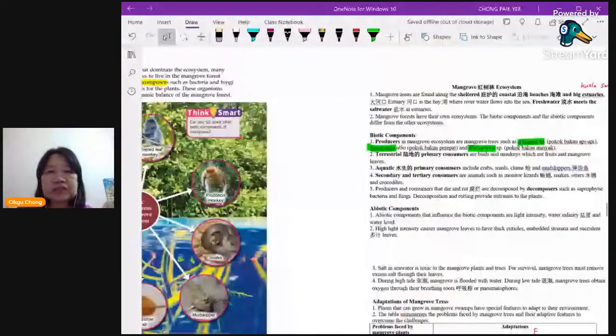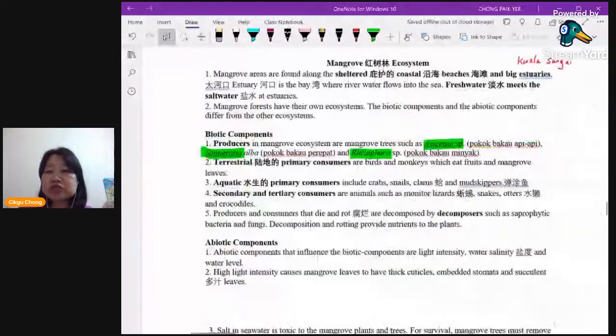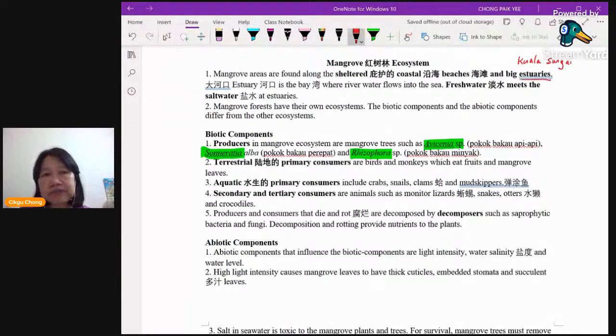Okay, let's look at this. Mangrove areas are found along sheltered coastal beaches. Coastal means near the sea. Coastal is beach, in other words. And it has big estuaries, kuala sungai. So an estuary is the mouth of the river, where the river meets the sea. Usually it brings with it a lot of dissolved minerals, so it could be salty there.